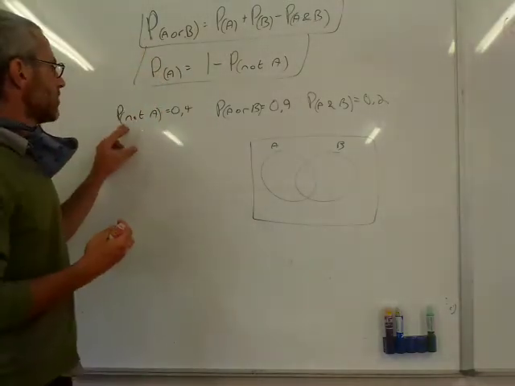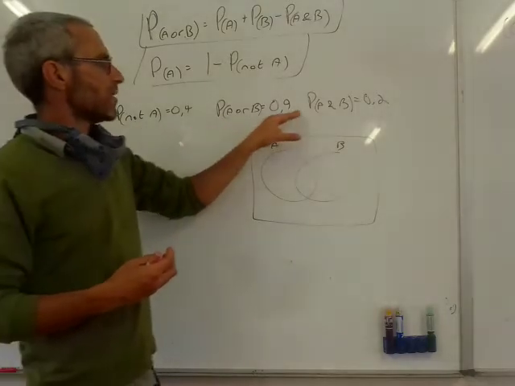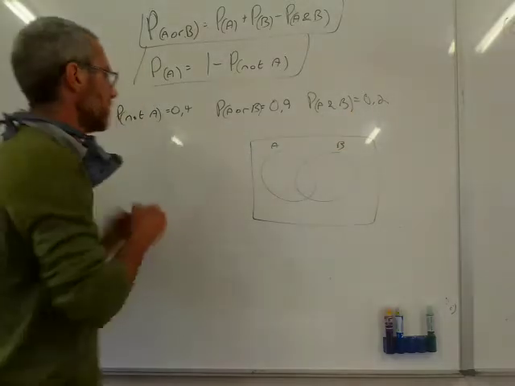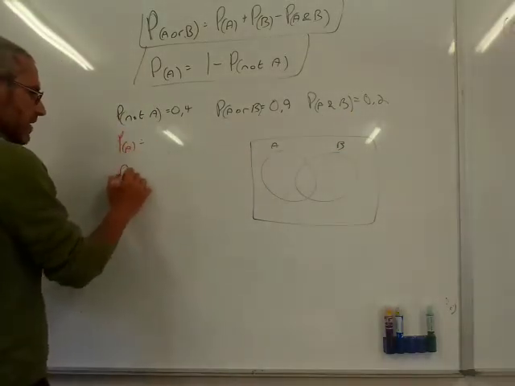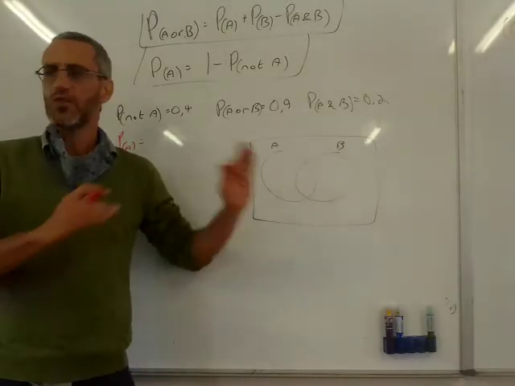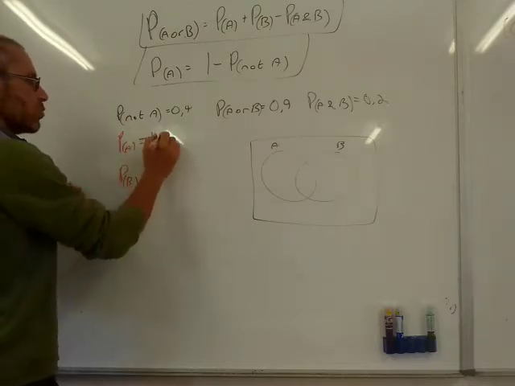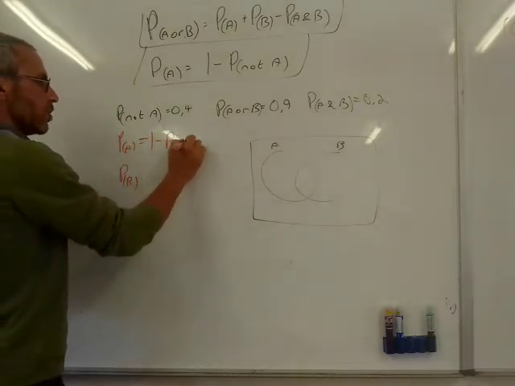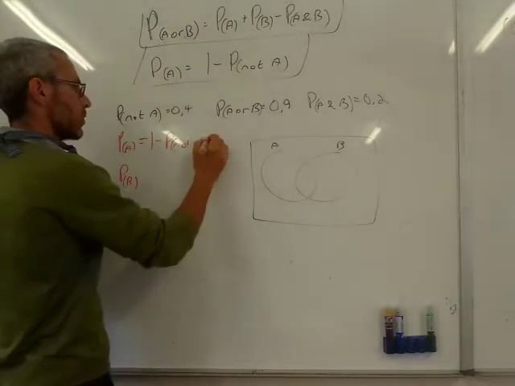So we're told P(not A) is 0.4, P(A or B) is 0.9, P(A and B) is 0.2, and the first thing they want us to find is P(A) and P(B). Now here, in this case, there's no point in looking at the diagram just yet. You simply use the formulas. So the probability of getting A is basically 1 minus the probability of not A. Okay? That's this formula. So the answer straight away is 0.6.